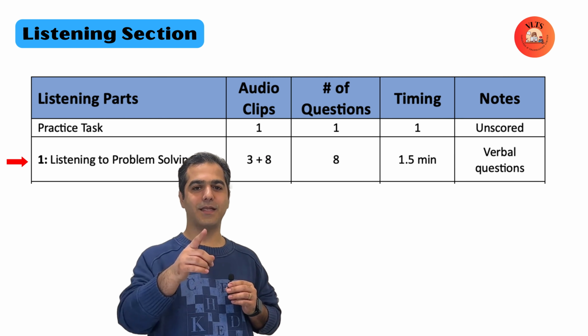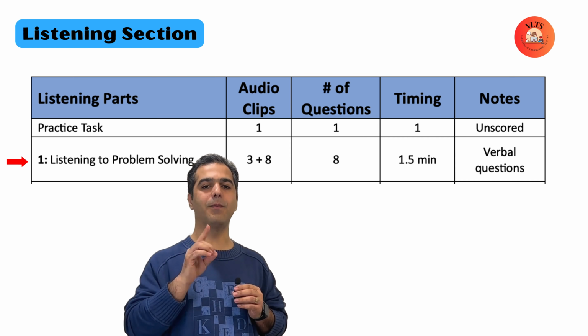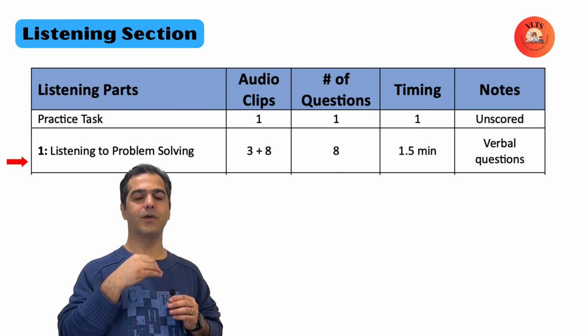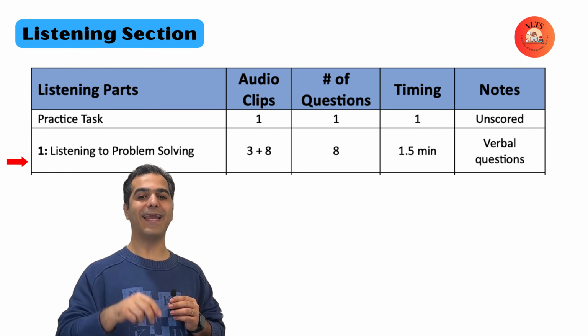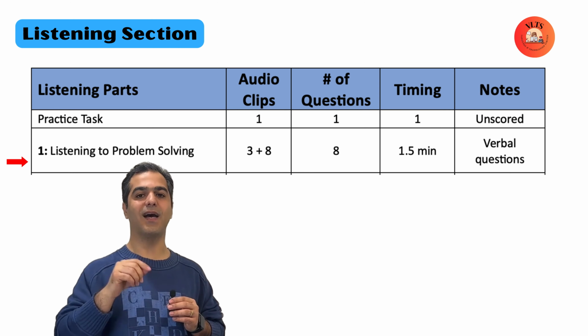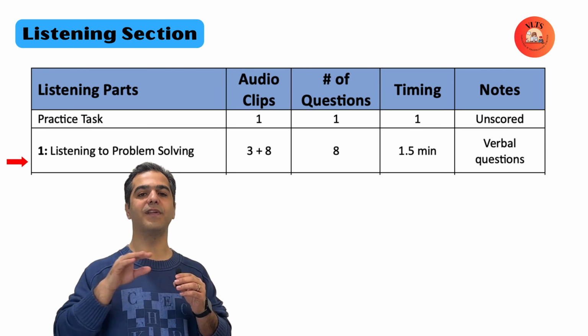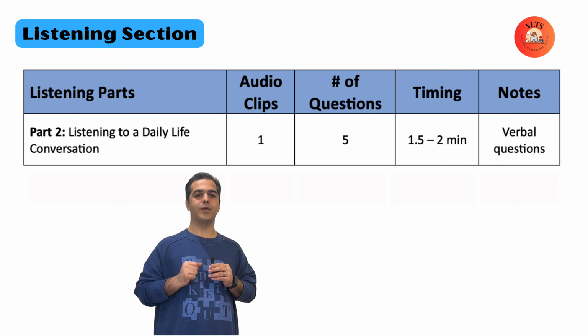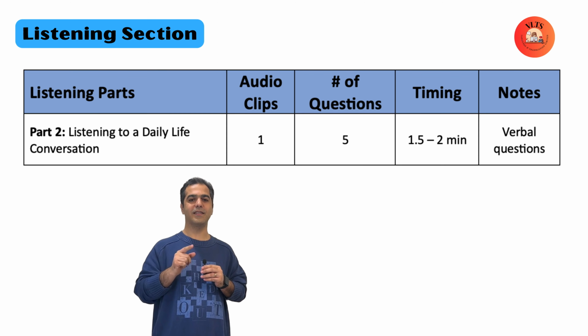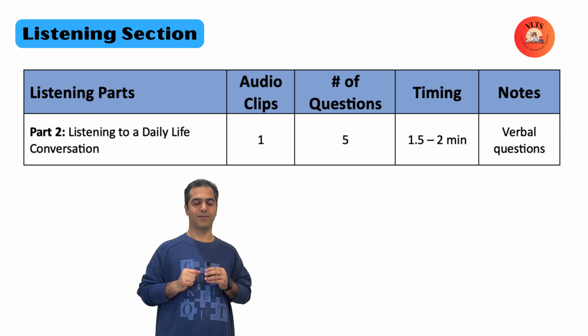In this episode, we're going to focus on listening part 4, 5, and 6. As you might have watched in our previous CELPIP Listening part 1, 2, and 3, listening part 1 is listening to problem solving. In this section, you have 3 audio clips followed by 8 verbal questions that you have 8 minutes in total to finish. Listening part 2, listening to a daily live conversation.